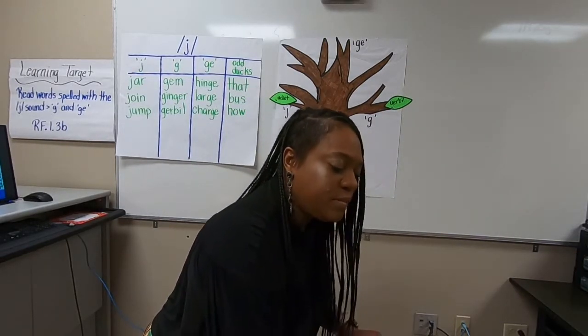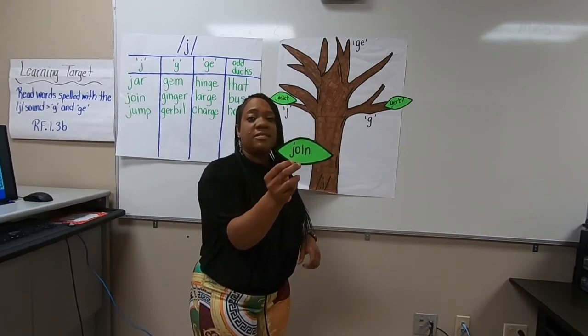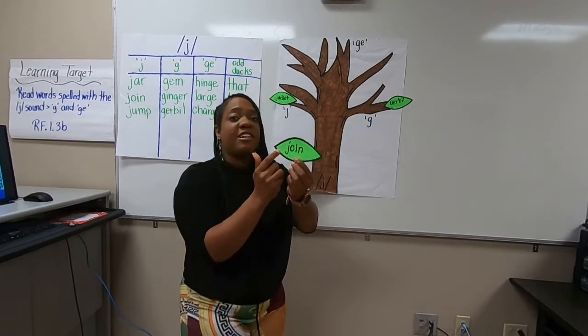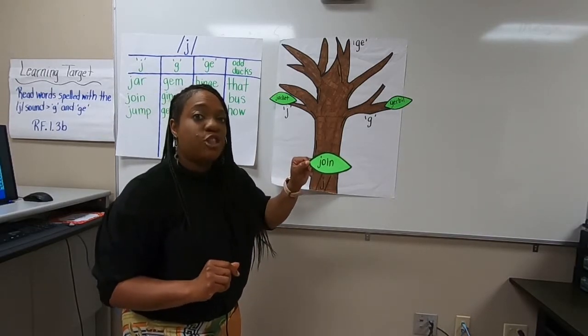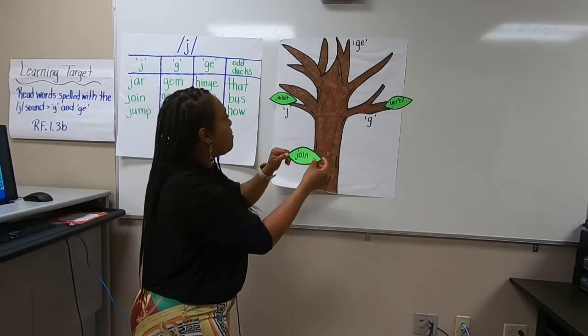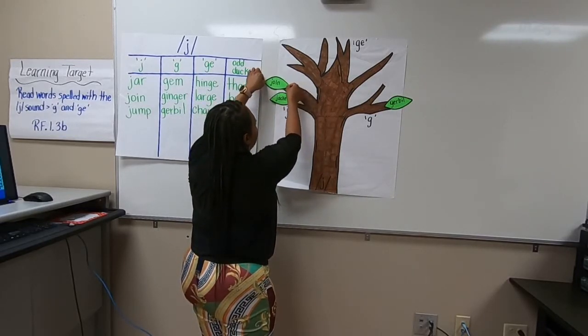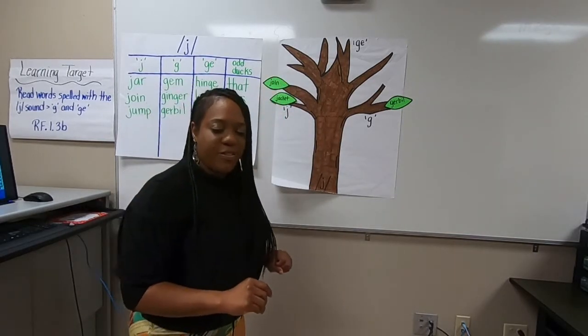Okay. Here's another word. This is join. Say join. We hear the J sound at the beginning. We look at our first letter and we see that it is the letter J, and it's going to go on the J branches. Letter J branches. Very good.